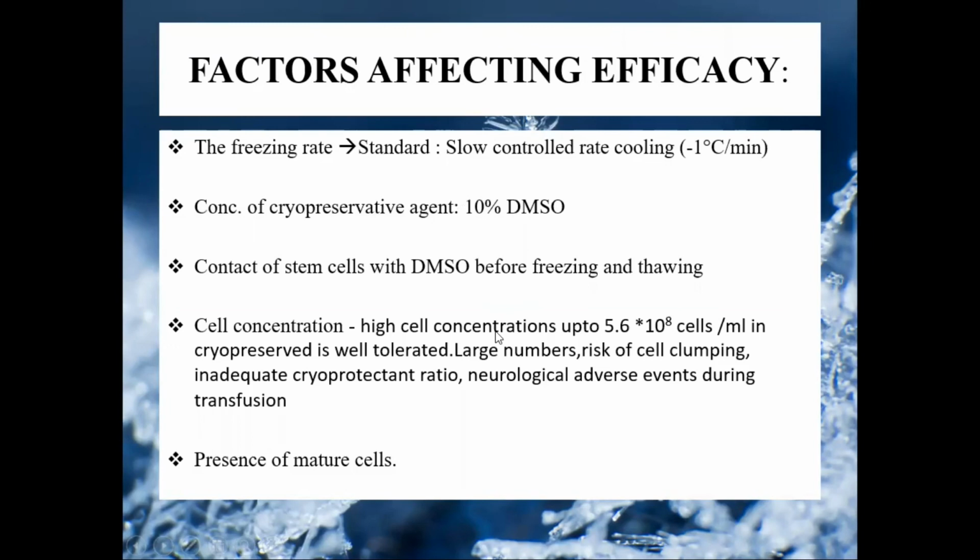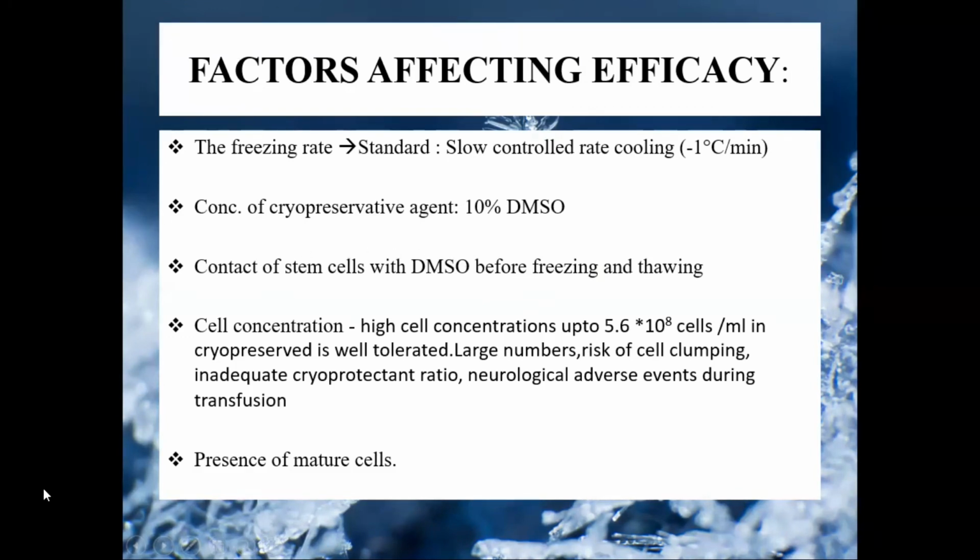So moving on to factors affecting the efficacy of cryopreservation. It's mainly 2 points I highlighted already: the slope, the controlled rate freezing, and also the type of cryopreserving agent you are adding. It has to be ideally 10% DMSO. The contact of stem cells with DMSO before freezing and thawing. The contact period has to be less at the time of thawing. And how do you thaw?